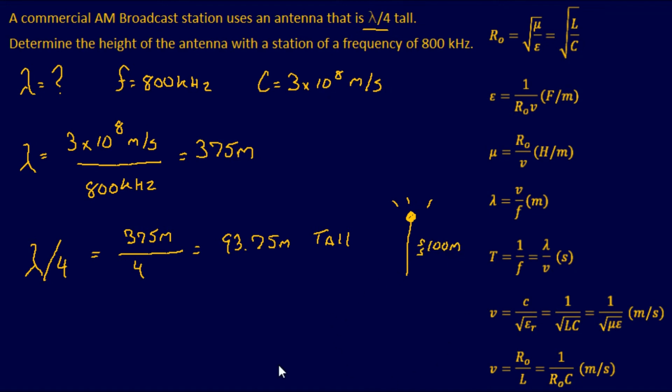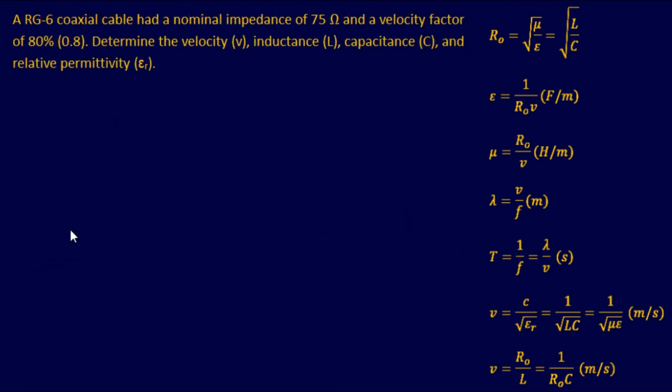All right, let's do one more problem. All right, we got ourselves a good one right here. I saved the best for last. An RG6 coaxial cable has an impedance of 75 ohms and a velocity factor of 80%. In other words, 0.8.